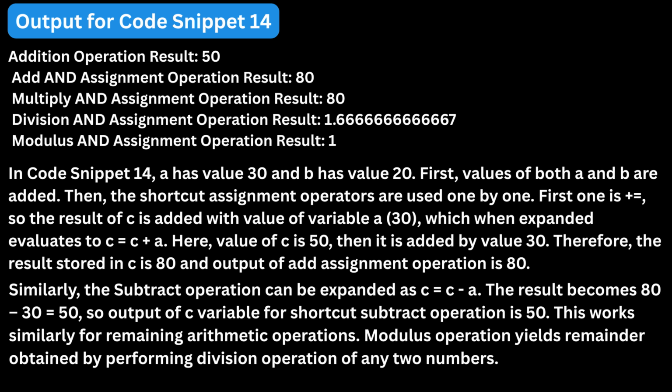Finally, the output shows the modulus and assignment operation result, which is 1. The modulus operator %= calculates the remainder when the current value of C is divided by A. When the two numbers do not divide evenly, PHP returns whatever number is left over after division. In this case, the remainder becomes the new value stored in C altogether.